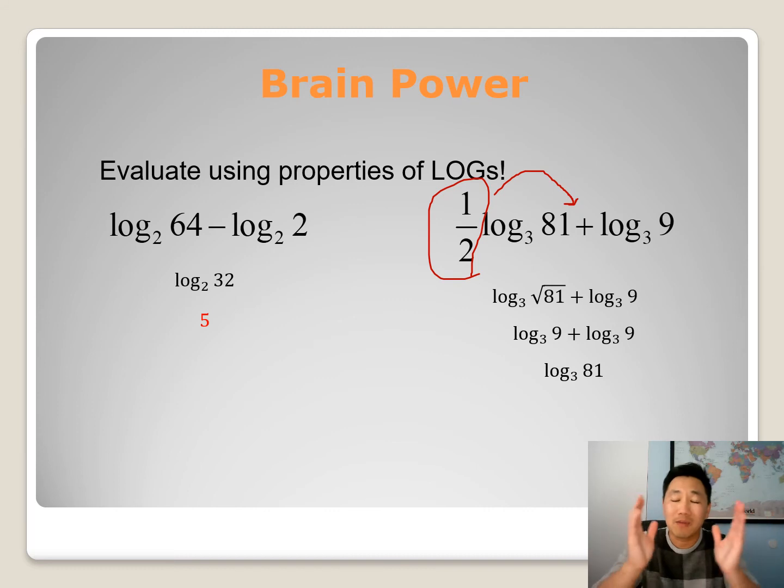When you combine them, 9 times 9 is 81. And then you have to use your brain power. 3 to the what power gives you 81? 3 times 3 times 3 times 3. So 4 times. Final answer is 4.